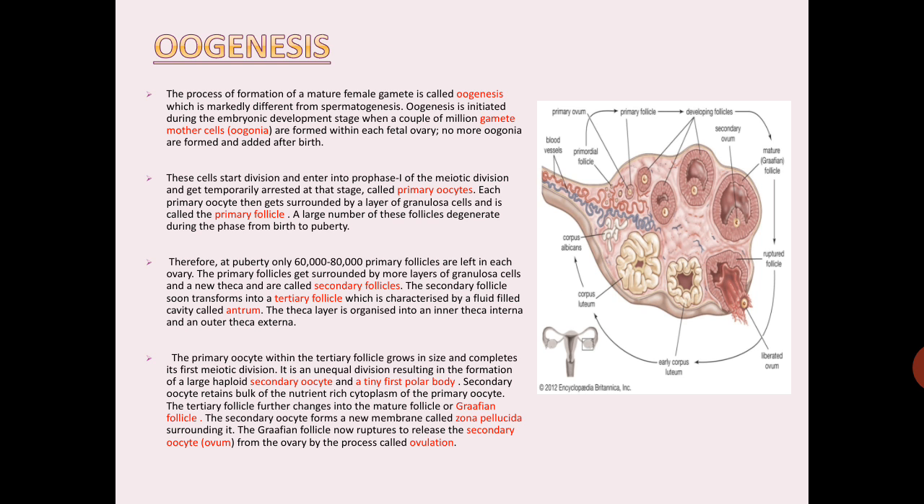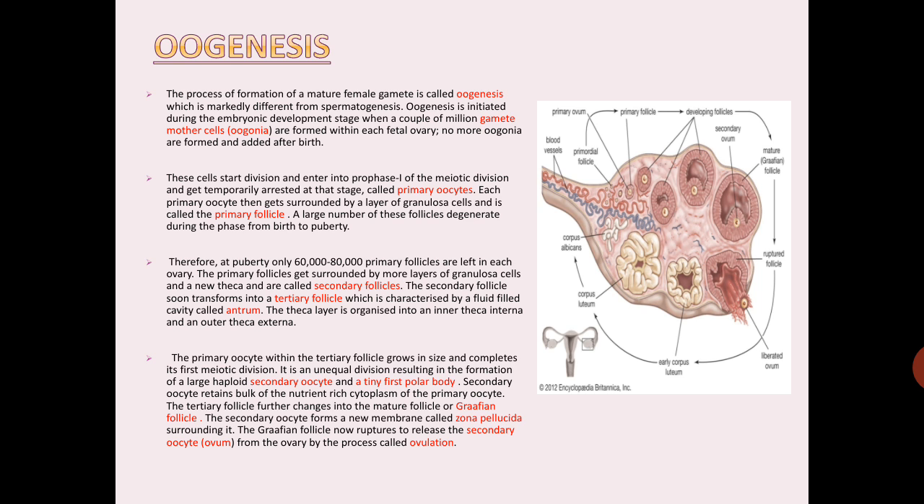Each primary oocyte then gets surrounded by a layer of granulosa cells and is called a primary follicle. So here you can see the primary follicle has been formed, which is surrounded by a single layer of granulosa cells. A large number of these follicles degenerate during the phase from birth to puberty. Therefore at puberty only 60,000 to 80,000 primary follicles are left in each ovary.